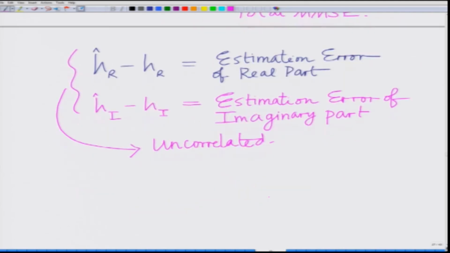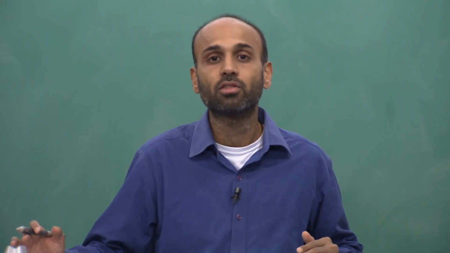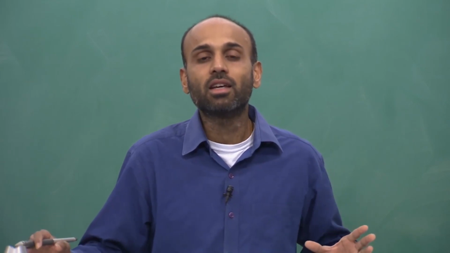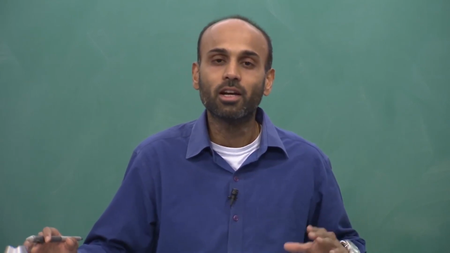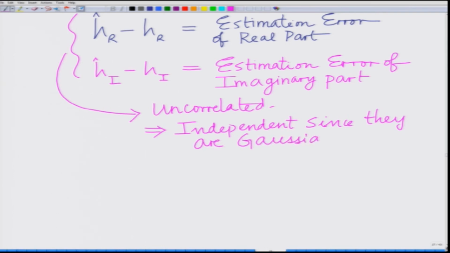However, since HR is Gaussian and HI is also Gaussian, the estimates H hat R and H hat I are also Gaussian, since it is a Gaussian estimation scenario. Therefore the estimation errors are also Gaussian, and since they are uncorrelated, they are also independent. I have to qualify this statement, since this is not always true; it holds because they are Gaussian.